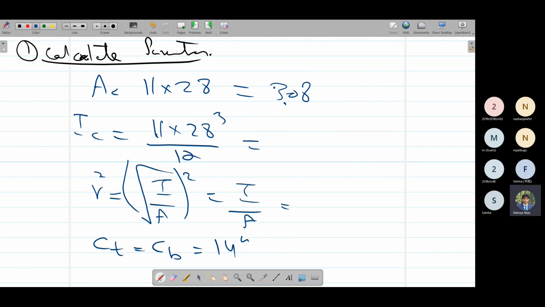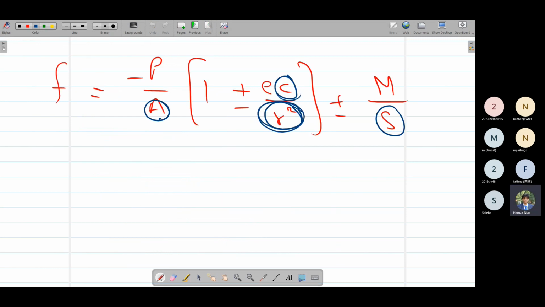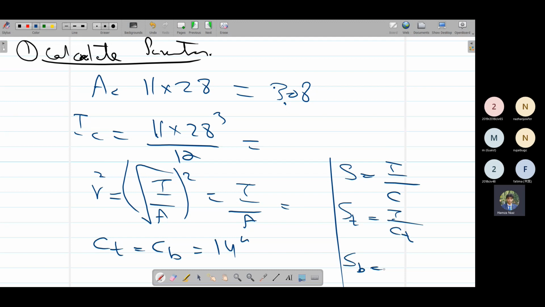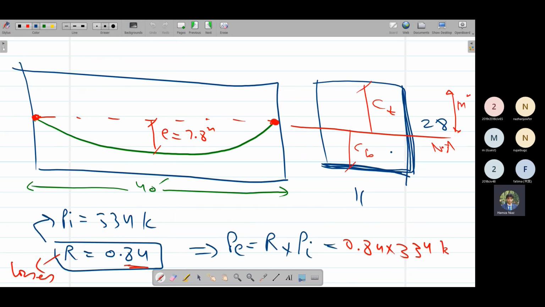All right. And lastly, S is section modulus. S is equal to I over c, so moment of inertia divided by this distance, and we'll get the section modulus. We also have two types of section modulus: S_t for top, I over c_t, and S_b for bottom, I over c_b. For irregular shapes, we'll have different values of c_t and c_b, so we have to calculate two different section moduli, S_t and S_b. But here, since this is a rectangular and regular section, we have the same values.